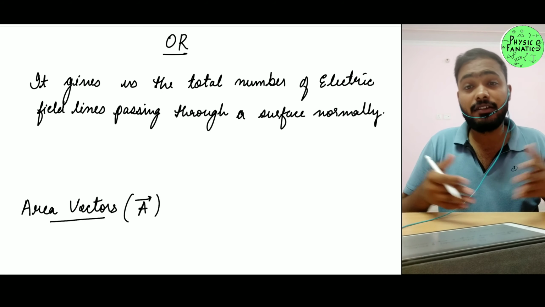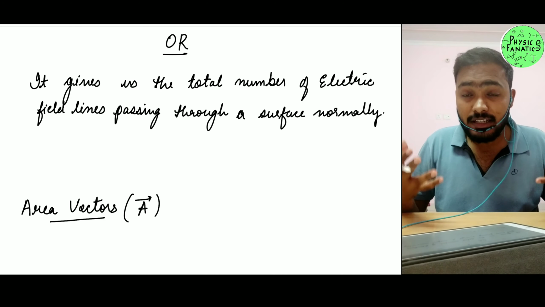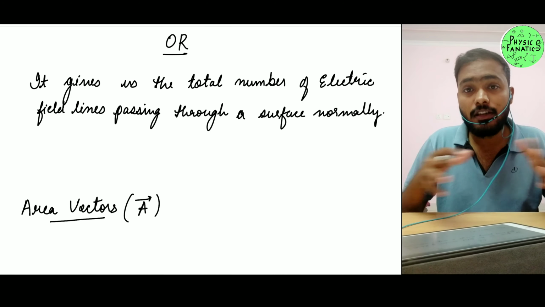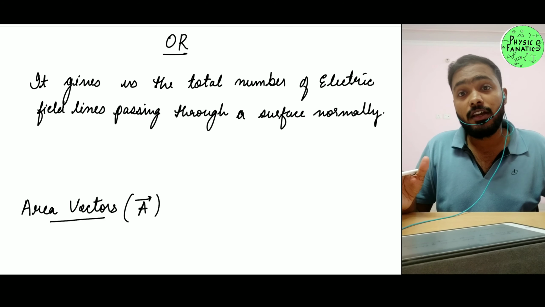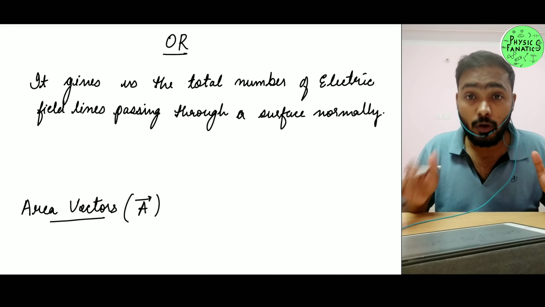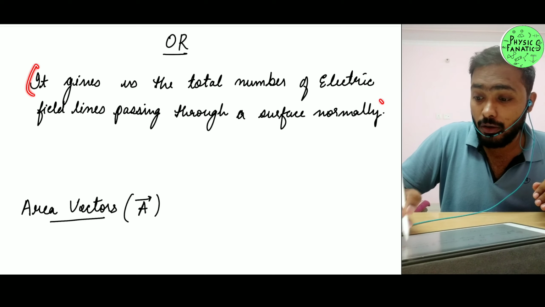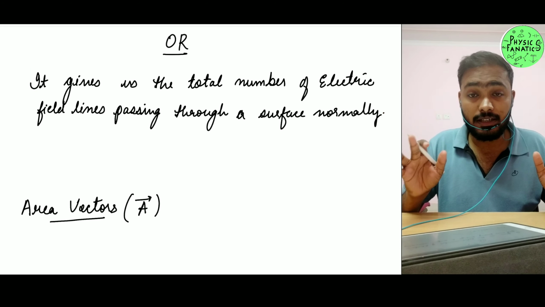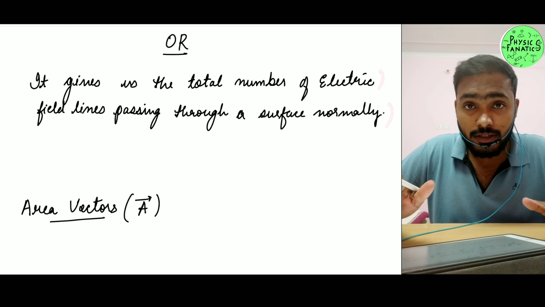It can be a rectangle, it can be a circle. It can be a 3D surface, it can be a 2D surface, whichever surface you want to imagine. So the total number of electric field lines which are passing through a surface normally, or perpendicularly, is what is called your electric flux. Okay, so I'm going to put this on hold.